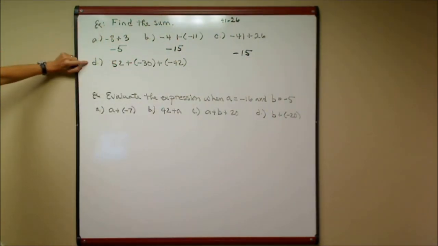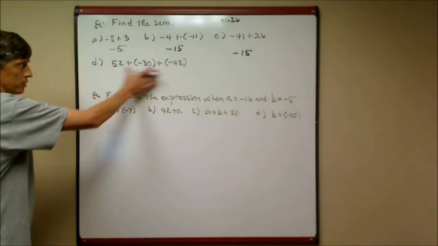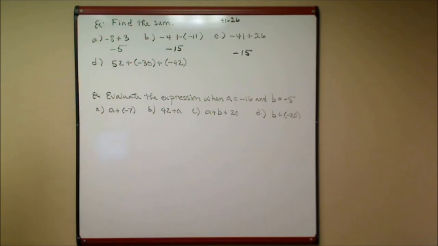Now the third one, you're adding three numbers together. One's positive and two are negative. You may already know that you don't have to necessarily follow the order of operations where you add straight from left to right because they're all addition. Some of you already know about the associative property of addition, but that's the way I'm going to work this one out. I'm going to go from left to right.